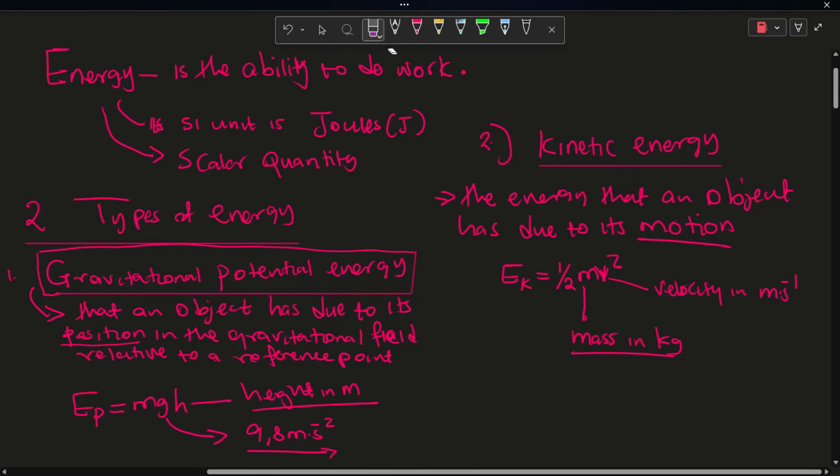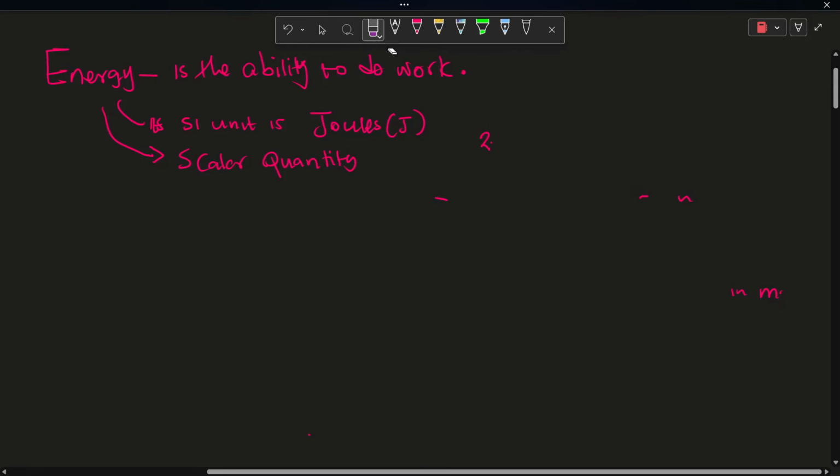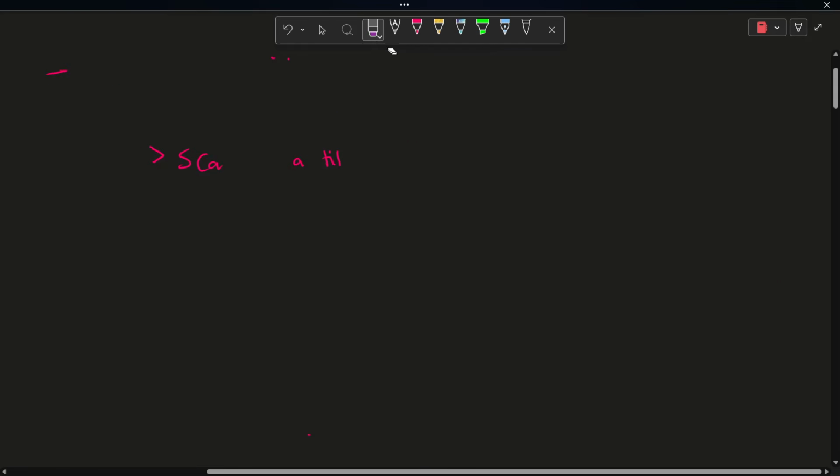See, let's have a few examples so that we can see where we are going. Now that's it about the kinetic energy and the gravitational potential energy. Okay, let's have this as an example to see if ever you are with us.